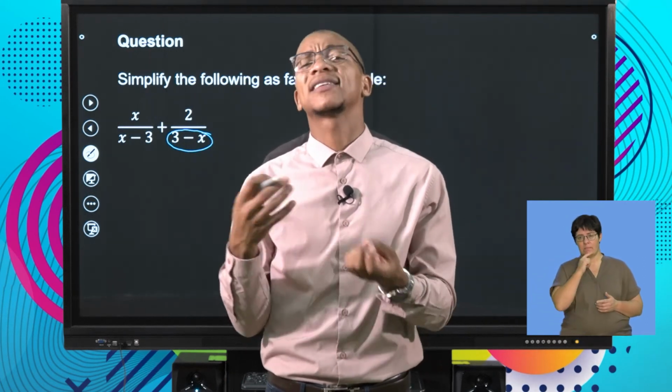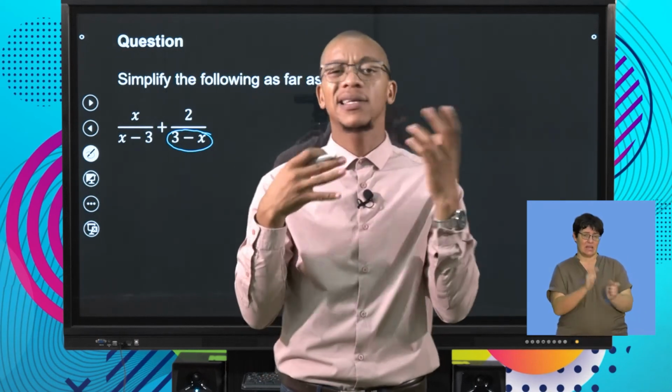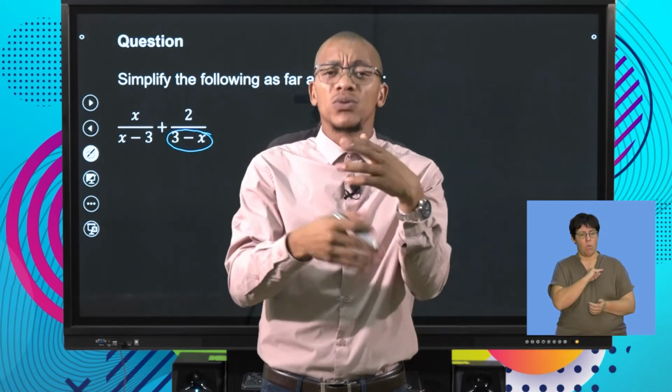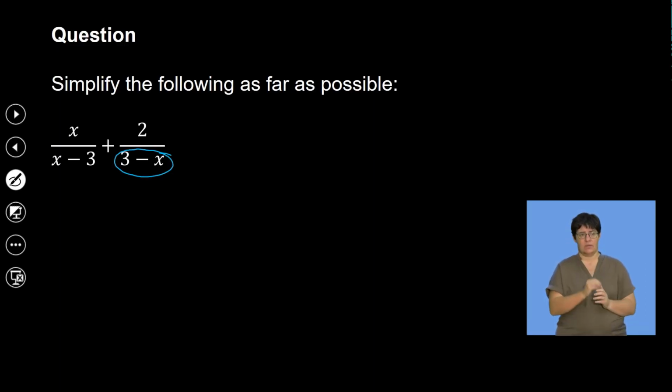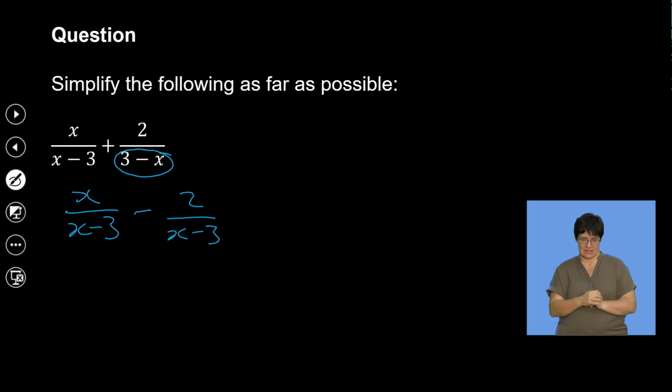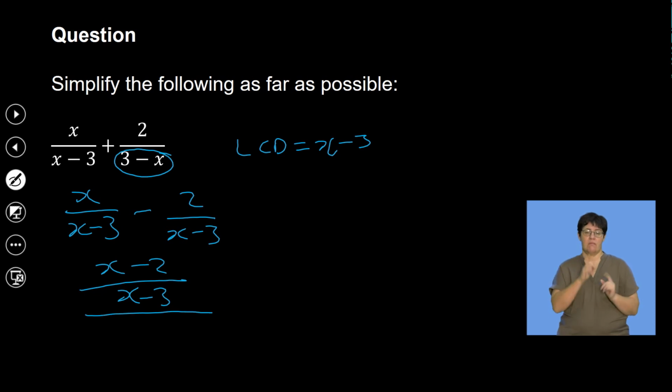We call this the sign change rule, right? Although it's just because you're changing the sign, so that's why we're saying it's a sign change rule. Now, what this will become, it will be x over x minus 3, and then it will be negative 2 over x minus 3, right? And then immediately you know that my lowest common denominator here will then be x minus 3. I don't need to change anything, so it just becomes x minus 3. And this becomes x minus 2, and then that's my answer, right?